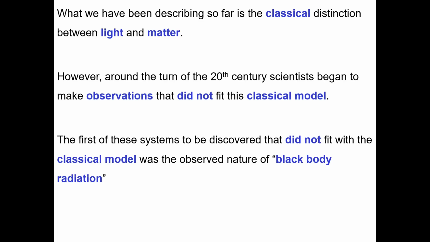So everything that we've been talking about so far has depended upon the classical distinction between light or waves and matter. However, around the turn of the 20th century, so this is sort of around the beginning of the 1900s, scientists began to make some observations that didn't fit in with this model.